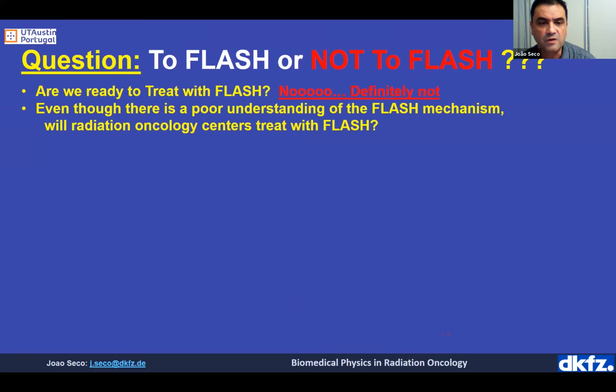And even though there is a poor understanding of FLASH in radiation oncology, will the centers treat? Yes. You've seen already that 2 centers have started treating with electrons and protons. So of course, people want to understand how to use it, and at the same time, they want to use it to reduce toxicity. But we have to always keep in mind, we don't understand the mechanism yet. We don't understand how to take full advantage of it. So it is a bit of a black box.